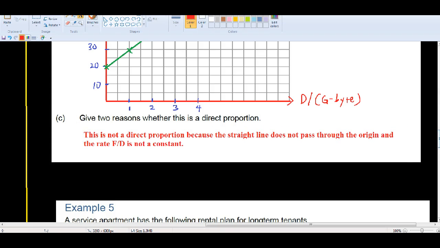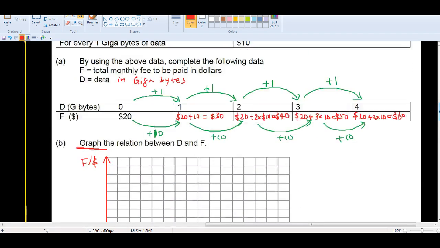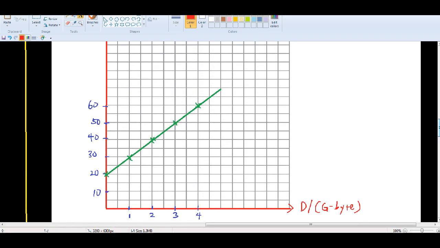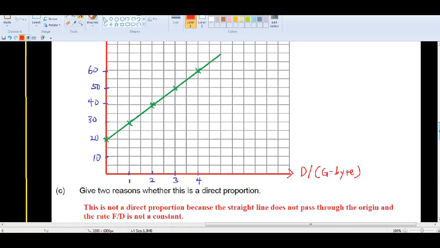You could see that from the table when you look for F over D. For example, when this is 1 and 30, 30 over 1 is 30, but for the next one it becomes 40, and 40 over 2 is only 20. So there are two reasons to say that this is not a direct proportion, and of course it's still linear, but it's not direct proportion.